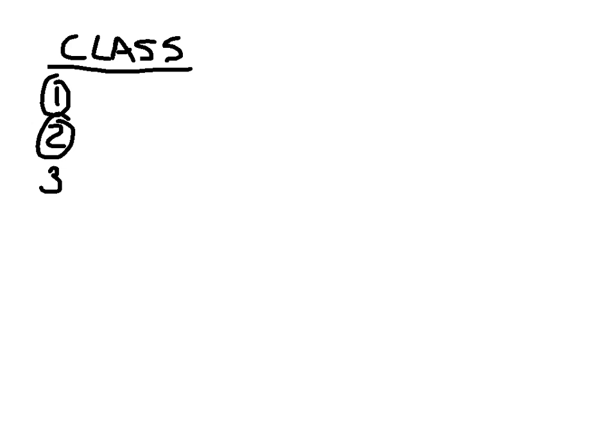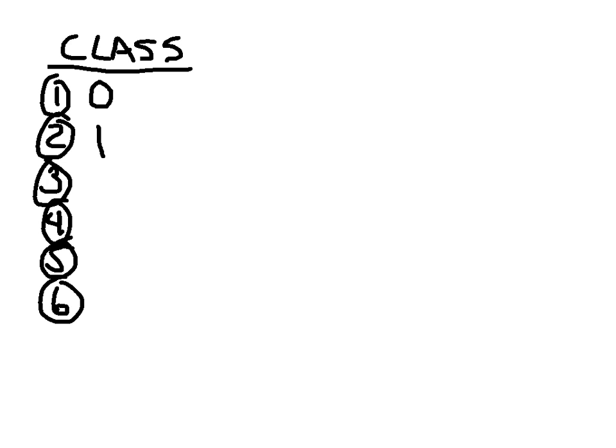So we have classes. We have 1, 2, 3, 4, 5, 6. Okay, so the lower limit 1 is 0. Then I add my width to that, and that gives me 1. I add 1 to that, it gives me 2. I add 1 to that, I get 3. I add 1 to that, I get 4. And add 1 to that, and I get 5.